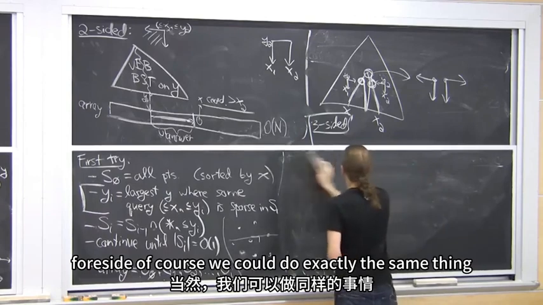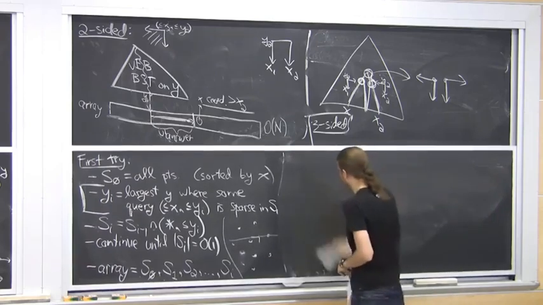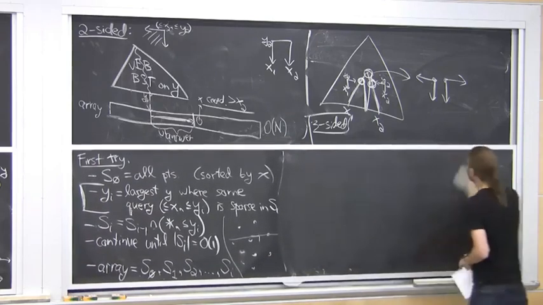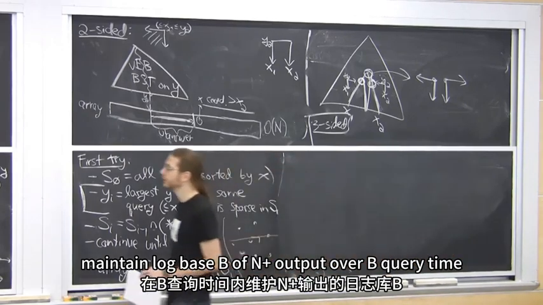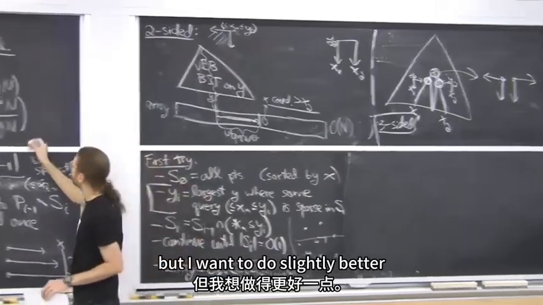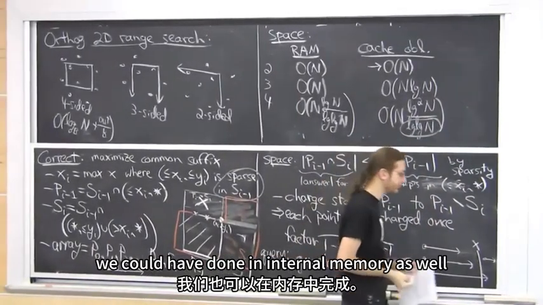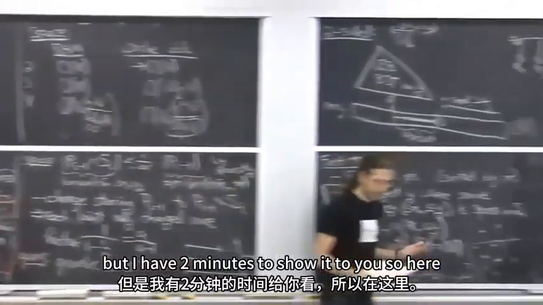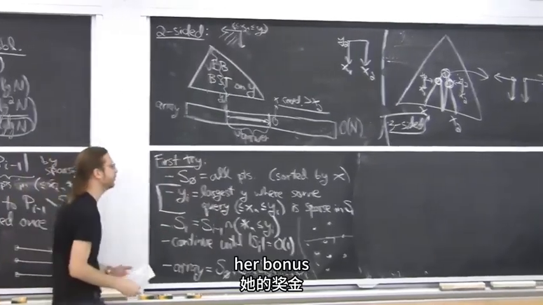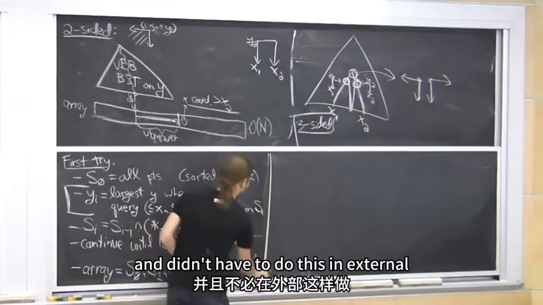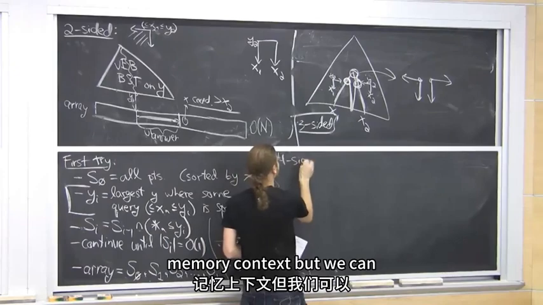Four-sided, of course, we could do exactly the same thing, lose another log factor in space, and maintain log base b of n plus output over b query time. But I want to do slightly better. This is a trick we could have done in internal memory as well, but I have 2 minutes to show it to you. So here is a bonus. We didn't have to do this in an external memory context, but we can.